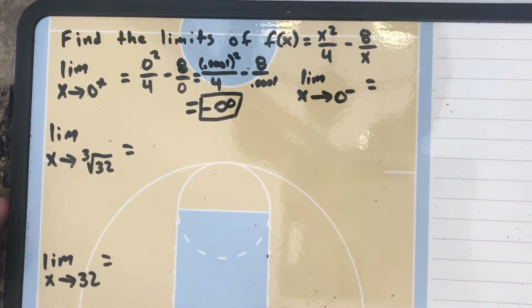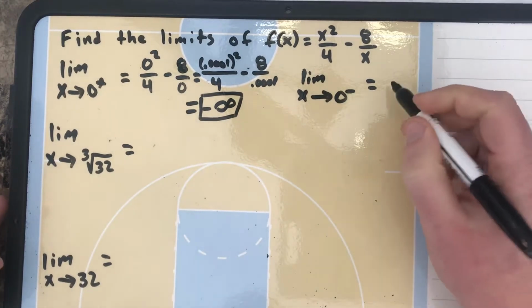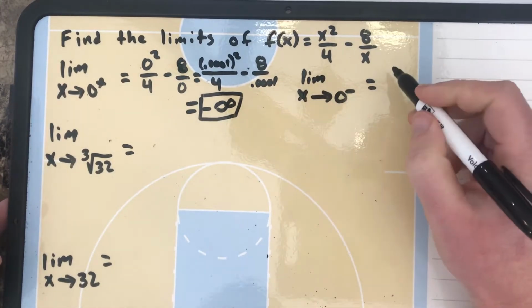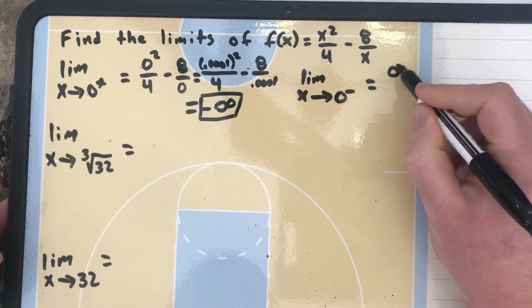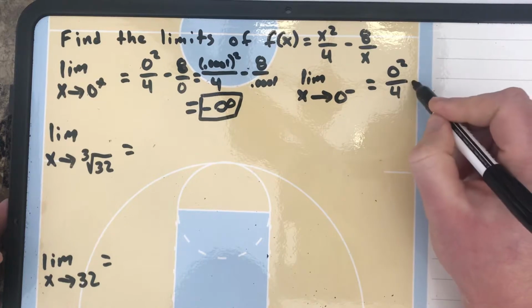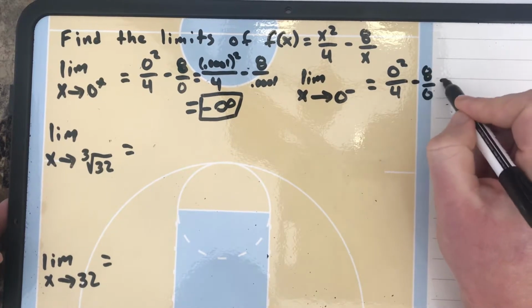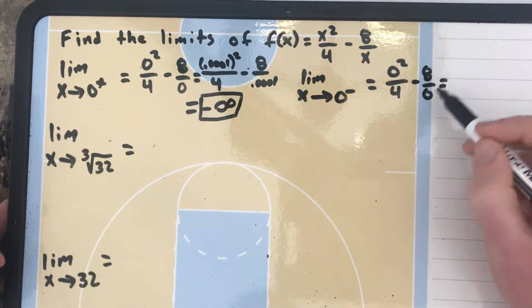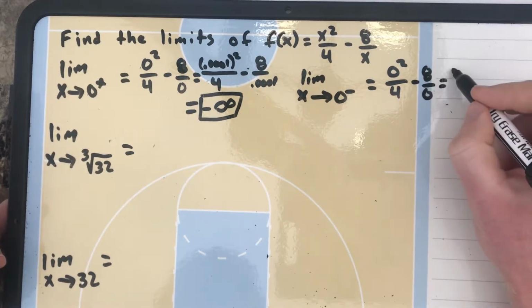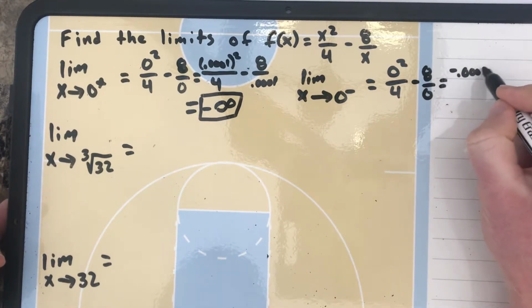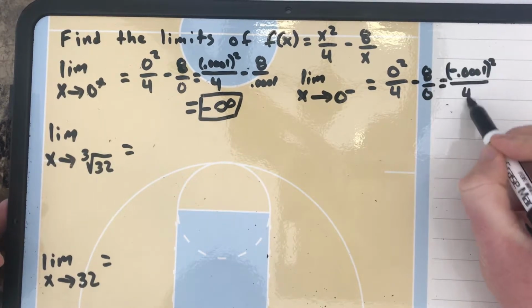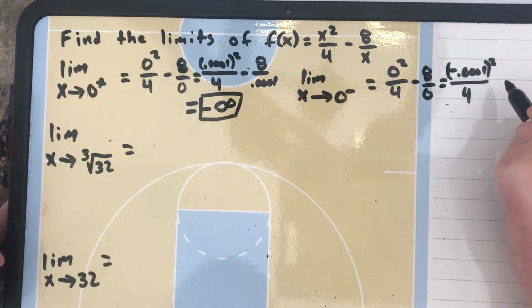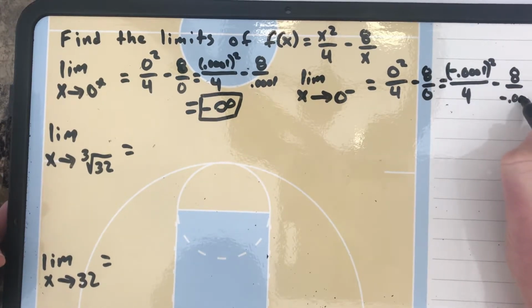So let's use the same kind of concept as we look at x approaching 0 from the left this time. I'm going to plug in 0 squared over 4 minus 8 over 0. And again, you can see that that's a problem. So let's now plug in negative 0.0001 and square it, and we're going to put that over 4, and we're going to subtract 8 over negative 0.0001.